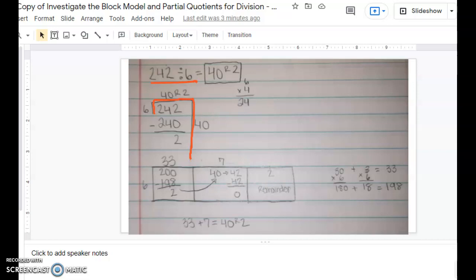So we carry that 2 over to join our 40, making it 42. 6 goes into 42 7 times, and 6 times 7 is 42. So we have a remainder of 0 here. And if we look at the 2, 6 doesn't go into 2, so 2 is actually going to be our remainder. If we take our answers here and combine them, 33 plus 7 equals 40 with a remainder of 2.